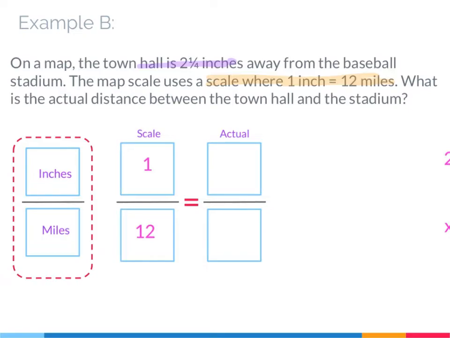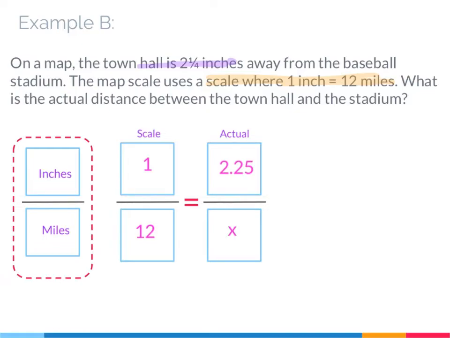Now I need to take a look at the actual. I don't actually know the distance for how far the stadium is from the town hall, but I do know that on the map it's 2 1/4 inches. Now I can't really put 2 1/4 inches in my calculator, so I'm going to have to turn that to a decimal, but luckily I know that 1/4 is 0.25, so my distance on the map is 2.25 inches. Now I don't know the actual distance, so I'm going to label that as x. Again, you could use any variable. Doesn't matter. I like x, so that's the one I chose.